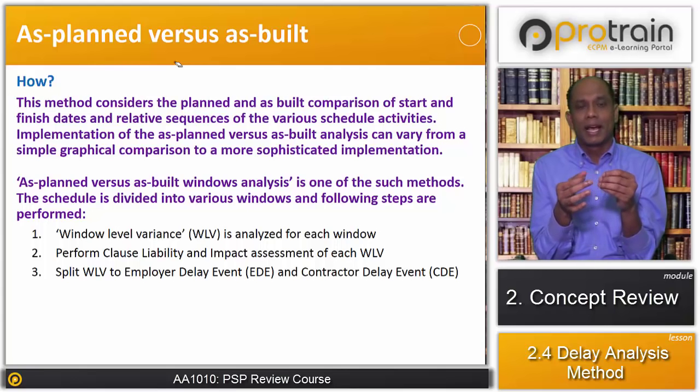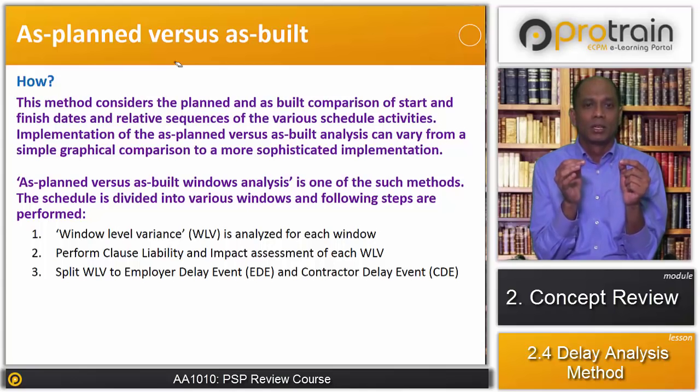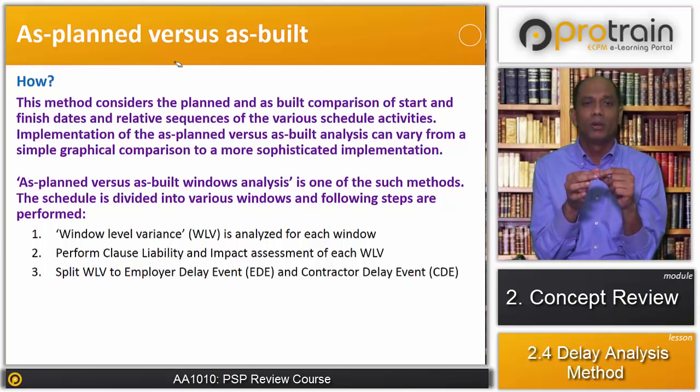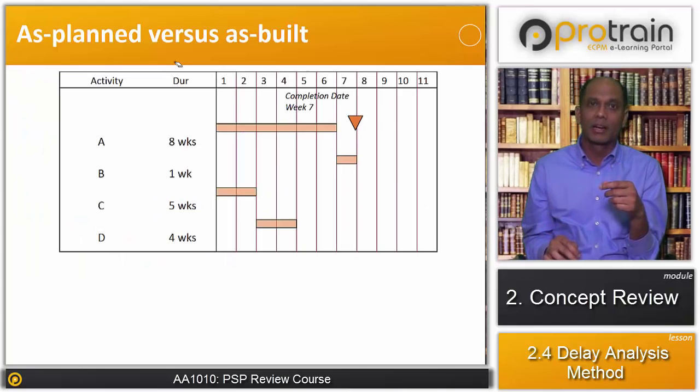The as-planned versus as-built window analysis method is one of the as-planned versus as-built delay analysis methods. In this method, what is done? Window level variance is analyzed for each window. Then we perform cause, liability and impact assessment analysis for each window level variance. Then we split the window level variance into employer delay events and contractor delay events and analyze the delay and who is responsible for the delay and what happened during the windows. Now let's take a graphical example to understand that.